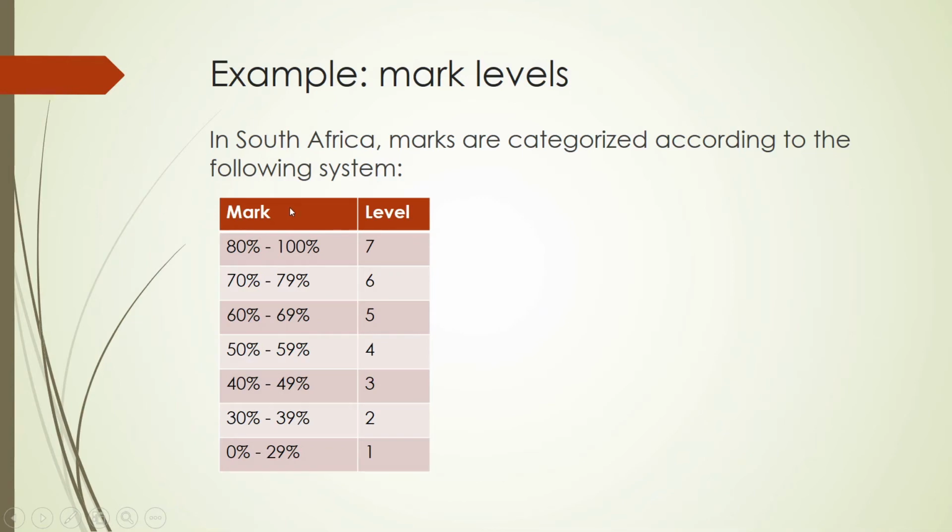In this example, we're looking at marks of a typical South African schooling system with levels. So if the mark was entered between 80 to 100, both inclusive, it will display the level 7. If the mark was between 0 and 29, both inclusive, it will display the level 1. So let's look at how a typical Delphi program will look for this scenario.